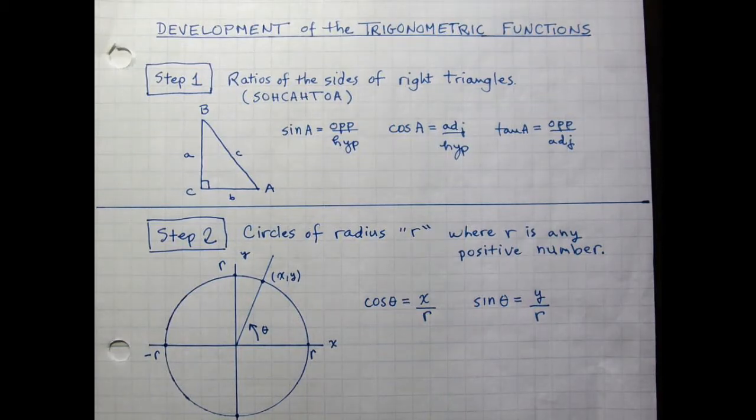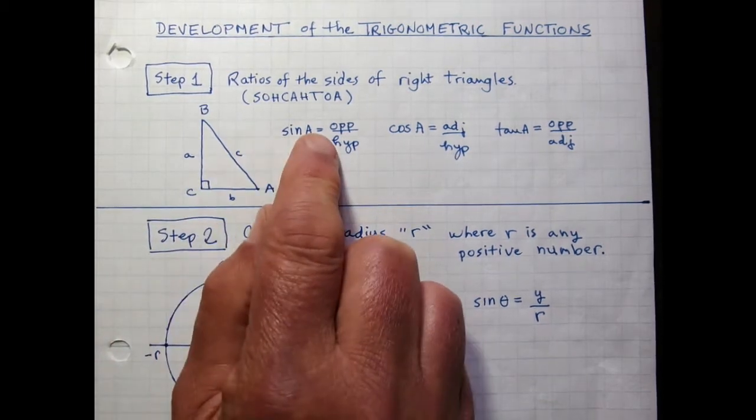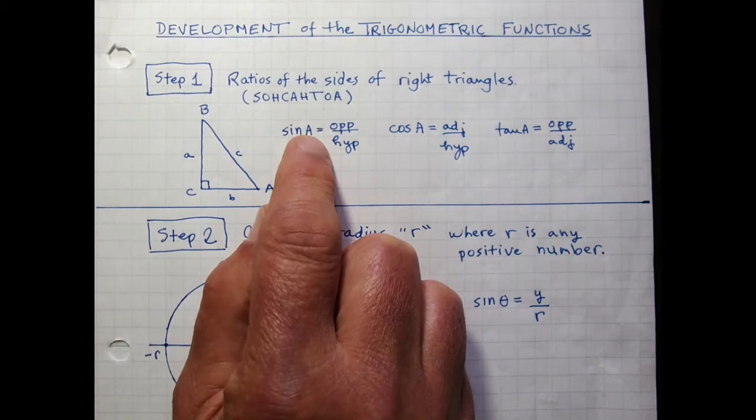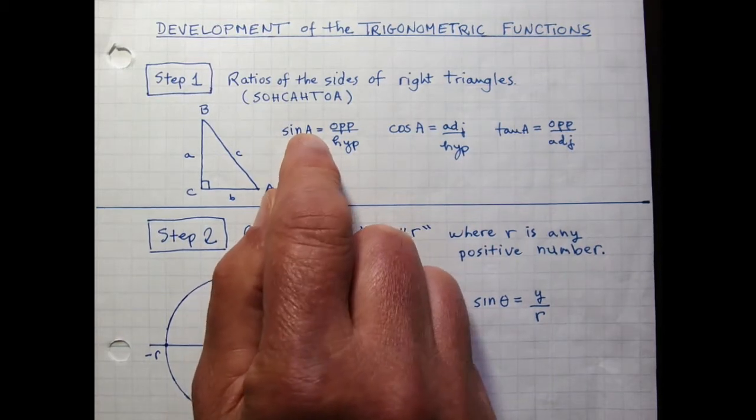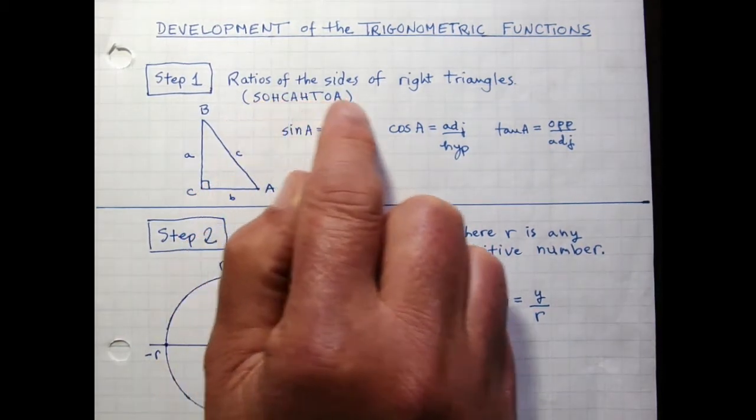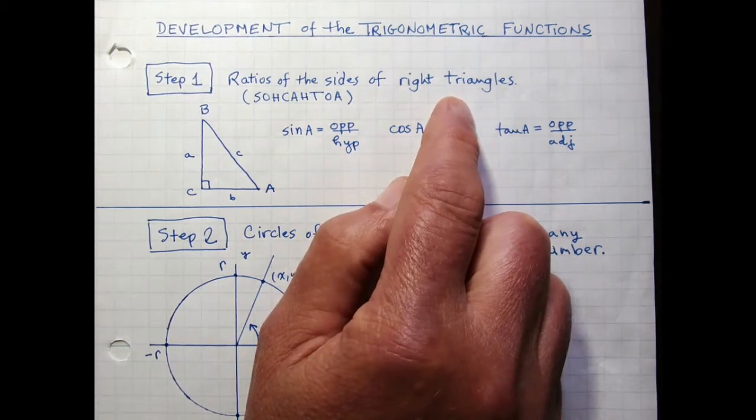This is just a quick video where I want to give you a bit of an overview of the course and the direction we're going to head in for the first few weeks. We're going to work on the development of the trigonometric functions, and we're going to take this in several steps. Step one deals with right triangle trigonometry, where we think of trigonometric functions as ratios of sides of right triangles.